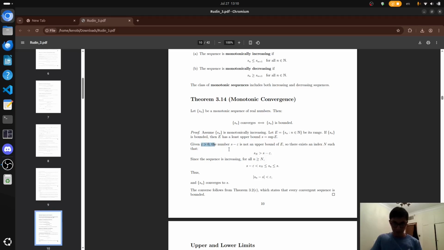Given epsilon greater than 0, the number s minus epsilon is not an upper bound of E. So there exists an index n such that s of n is greater than s minus epsilon. Since the sequence is increasing, for all n greater than that n, s minus epsilon is less than or equal to s of n is less than or equal to s. So we can say it's in a neighborhood, and it converges to s.